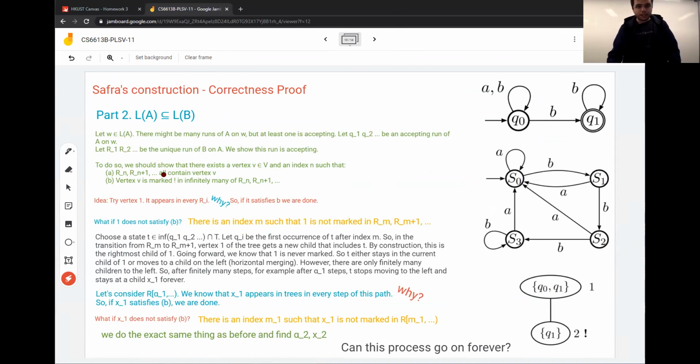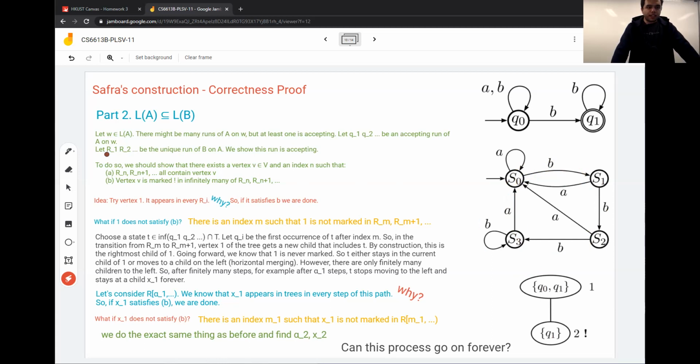So I take one of the accepting runs. Let's call that Q1, Q2, etc. This is the accepting run of A on W. And also I know that the same word W has a unique run here in B, because this was a deterministic automaton.